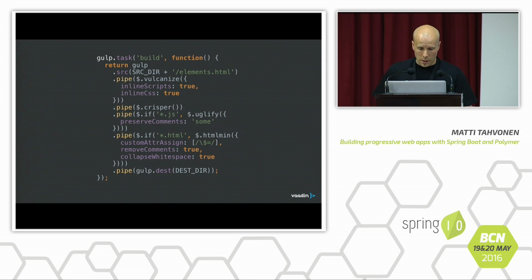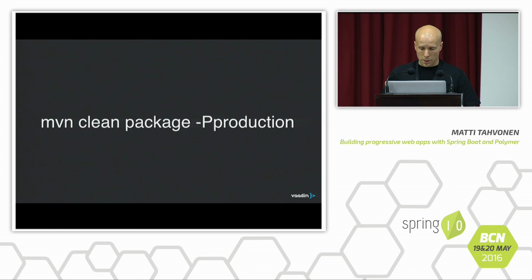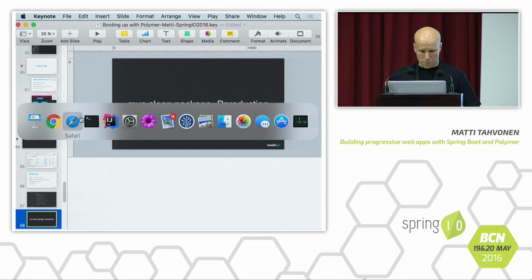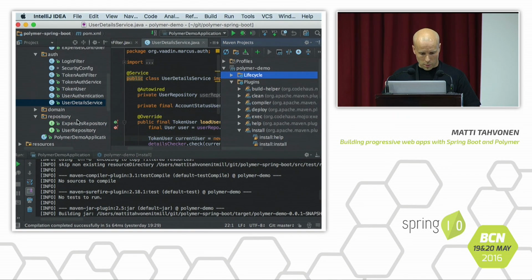And this is the gulp task that takes all the elements from the Spring Boot application project and takes all these HTML imports and JavaScript files that are used and compresses them. And if you use this kind of build, you will use a different kind of Maven profile. I can actually show you the build script because it's probably the most interesting thing here.